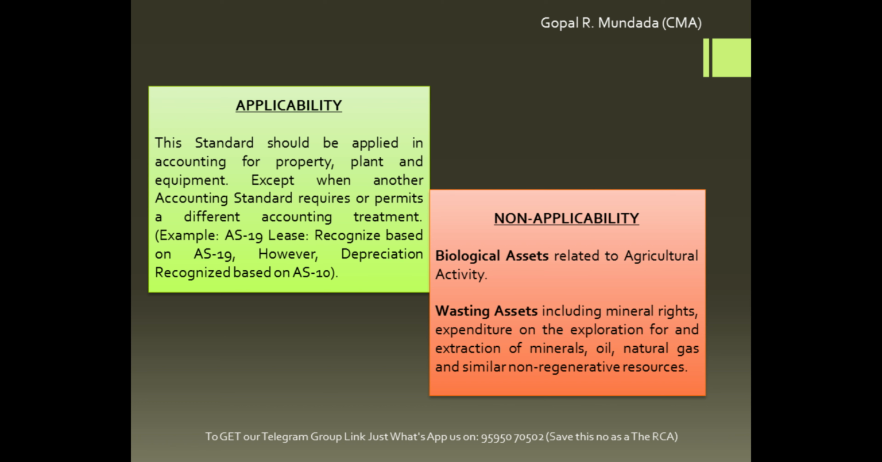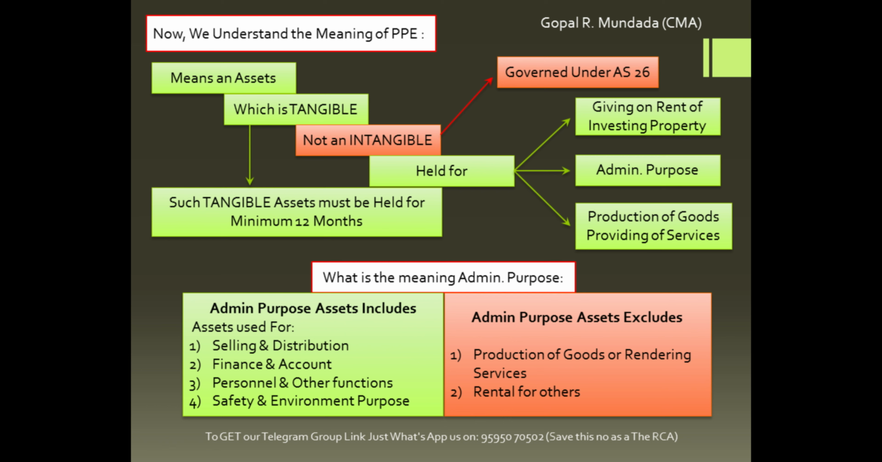It is also not applicable to wasting assets, including mineral rights and expenditure on the exploration for and extraction of minerals, oil, natural gas and similar non-regenerative resources. Because, for example, coal mines are provided by the central government to various business entities on lease for 99 years, 49 years, 150 years. In such a case, applying AS 10 is not logical. There is a special standard for that transaction, that is Accounting Standard 19. So guys, now we understand the meaning of property, plant and equipment.